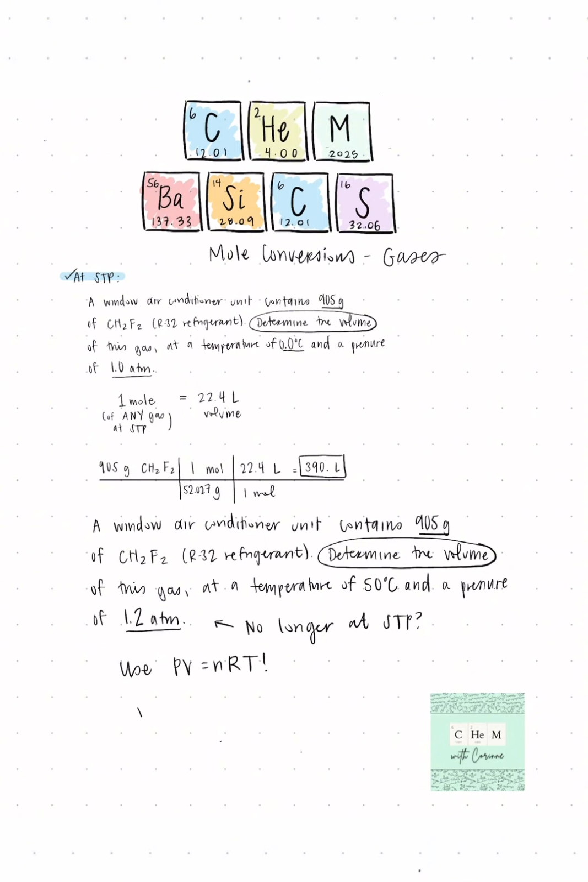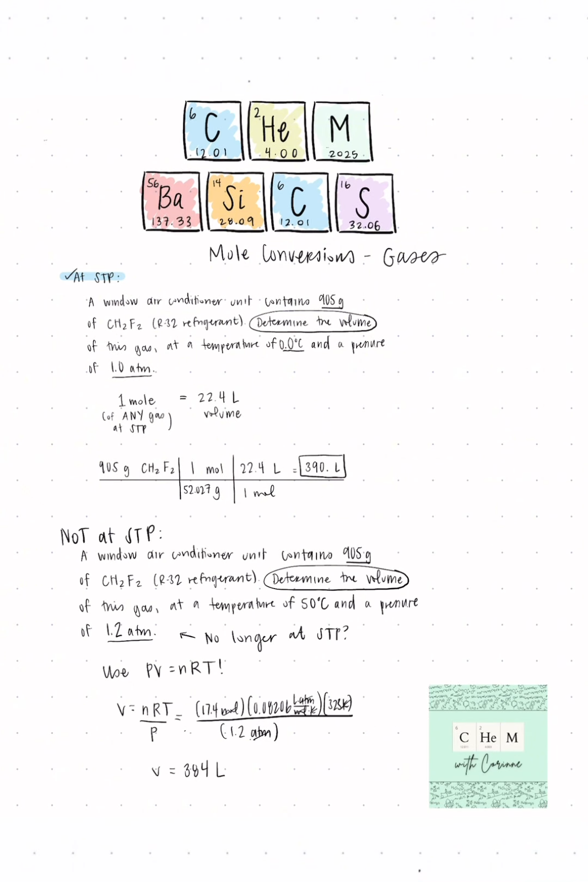Instead, you're going to use the ideal gas law. You can rearrange this equation. We can still figure out our moles by dividing the mass by the molar mass of that gas, and then we're just going to solve for the volume. So we plug in all of the values into the equation. I am including units here so you can see how all of those units cancel out, leaving us with just units of liters. That gives us a value of 384 liters.